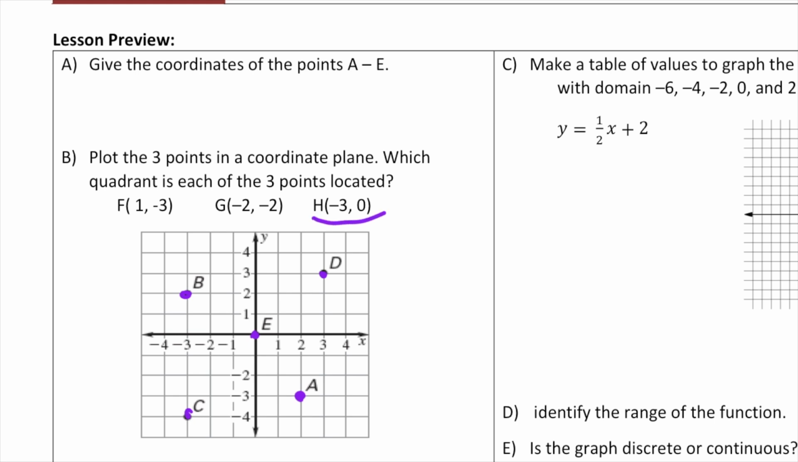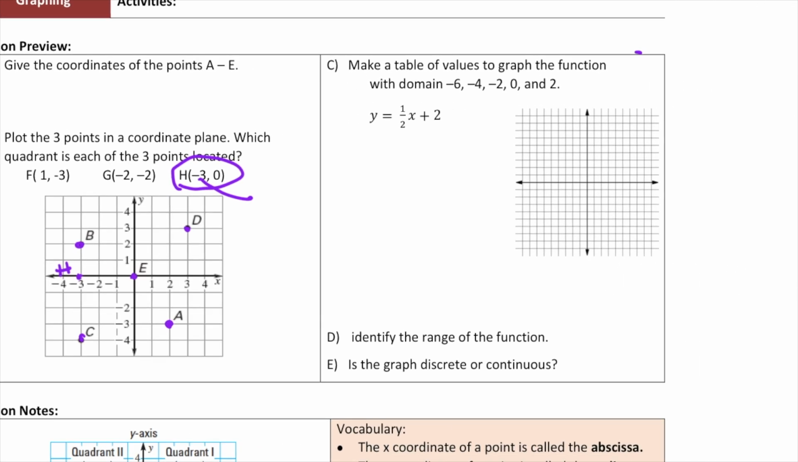Just a reminder, for H, this tells you to go left 3 and then stay. So H will end up on your x-axis.